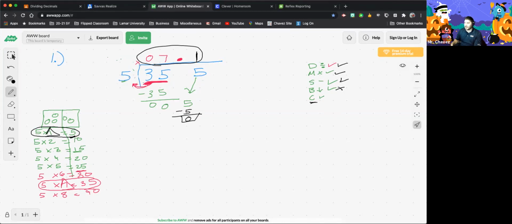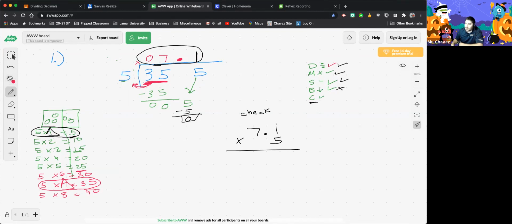Now we need to check our work. So whenever you want to check your work in division, you do the opposite. The opposite of division is multiplication. So we're going to multiply 7.1 times 5. And again, this is how we check our work. So remember, we're also practicing multiplying decimals.